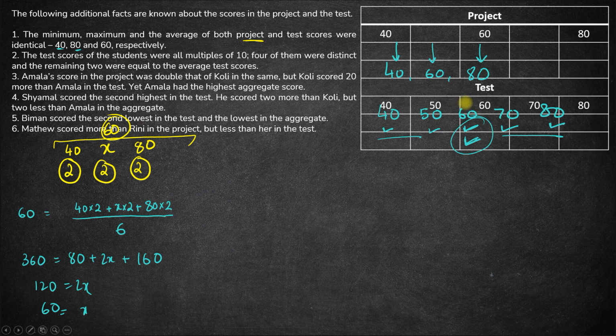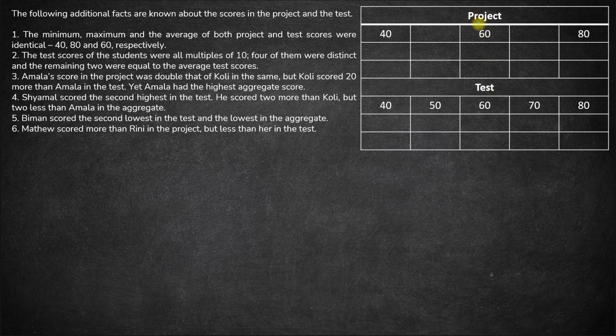So for project and tests, this is the table that we can have. So there will be 3 teams in project getting 40, 60 and 80 marks, and there will be 6 people getting 40, 50, 60, 70, 80 marks, such that 2 people are going to get 60 marks, right? There will be only 1 person getting 40 marks, this won't be filled. There will be 1 person getting 50 marks, this won't be filled. There will be 1 person getting 70 marks, and there will be 1 person getting 80 marks, and there will be 2 people getting 60 marks in test. Okay, cool. Now let's look at the further information.